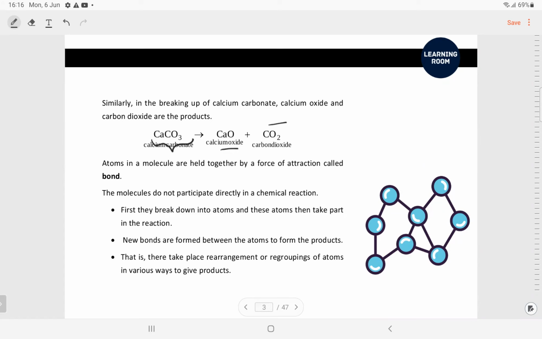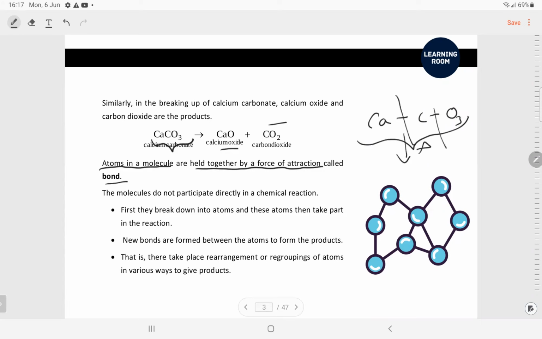bond, correct? So atoms in the molecules held together by the force of attraction is called a bond. If you take calcium, there is a bond, and in carbon dioxide we can draw the structure. So this is a type of bond. Once you are heating, all these bonds are getting broken. After that, the evolving gas, carbon dioxide, will get out of the reaction and calcium oxide will remain.